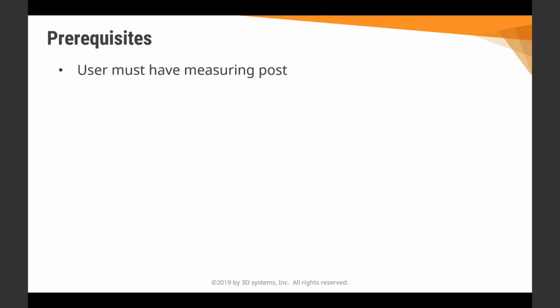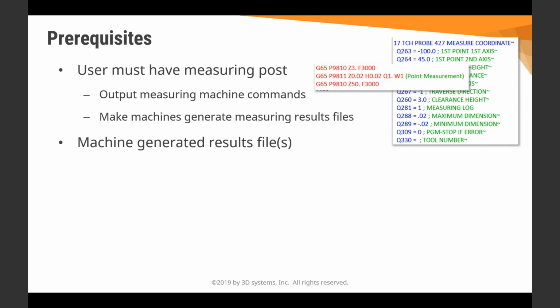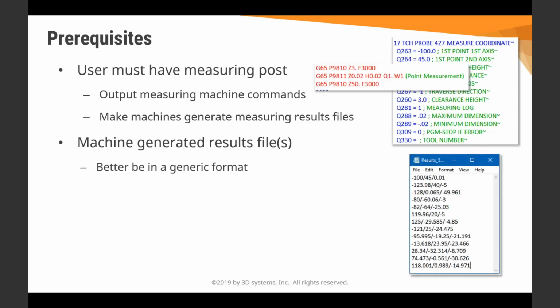At the moment, we only support point measuring cycles. In order to be able to do that, the user must have a measuring post which outputs measuring machine commands as seen on the right, and make the machine generate measuring result files. The machine generated results files better be in a generic format as seen in the lower right. Every row is a coordinate with X, Y, Z values separated by a slash. Other specific formats will be supported as well. For example, Heidenhain, Siemens, Andronic, and Roders.